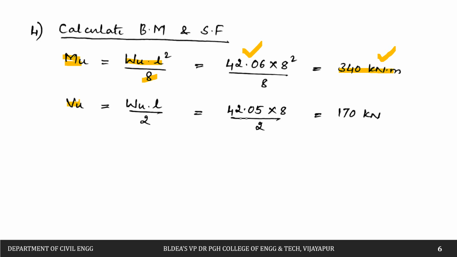Then next we will calculate the shear, that is VU equal to WU into L divided by 2. So WU is 42.6 multiplied by 8 divided by 2. Therefore we will get the answer as 170 kilonewtons.